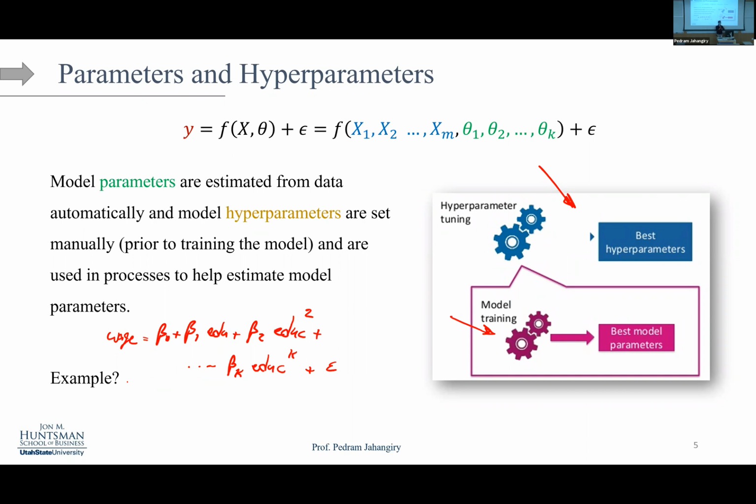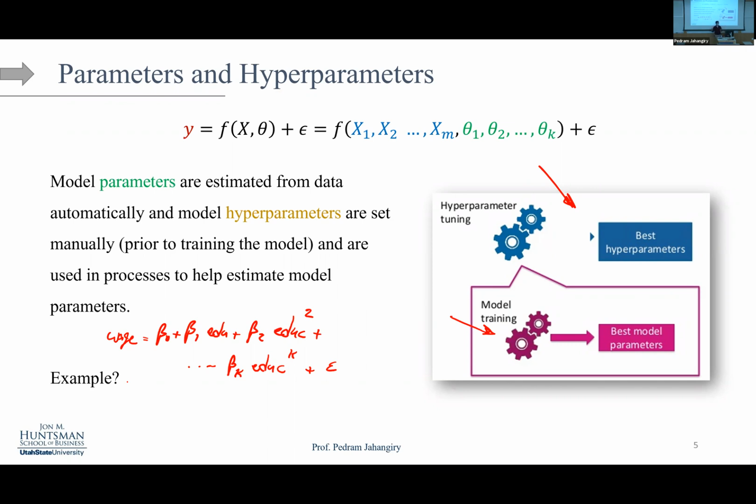So what are the parameters here? Beta 0, beta 1, up to beta k, right? What is the hyperparameter? What do you think is the hyperparameter here? No, beta is a parameter, right? At the end of the day, we're going to use the train set to estimate those betas.